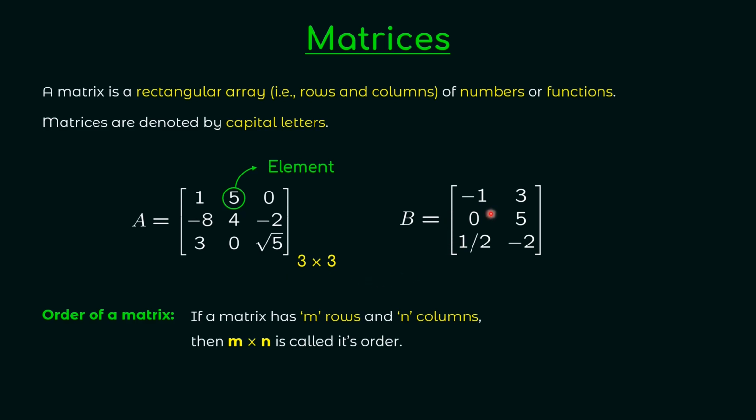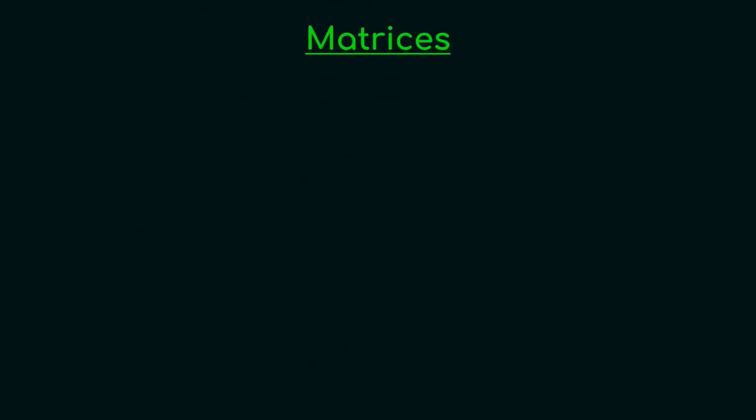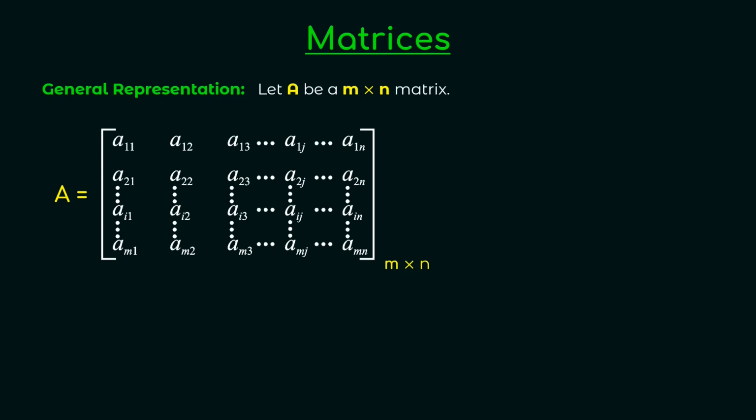Similarly, B has 3 rows and 2 columns. So its order is 3 by 2, right? So B is a 3 by 2 matrix. Now the general representation of a matrix. Suppose A is an m by n matrix, which means that it has m rows and n columns, right? Then A can be represented as the following. Here if you observe carefully, there are m rows and n columns, right?